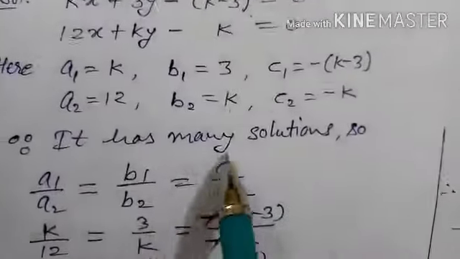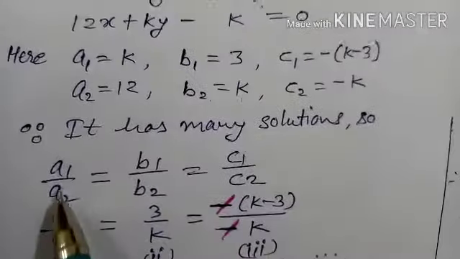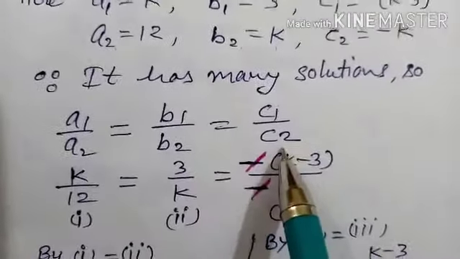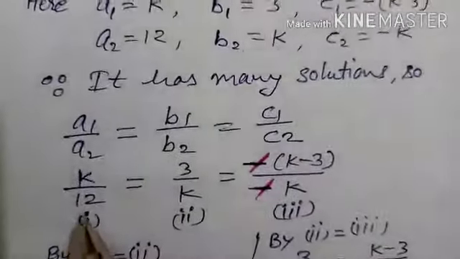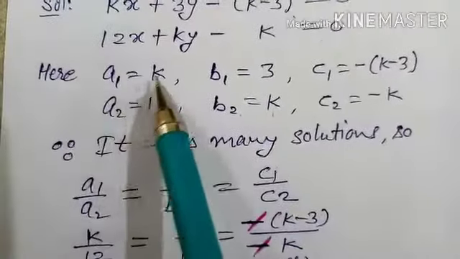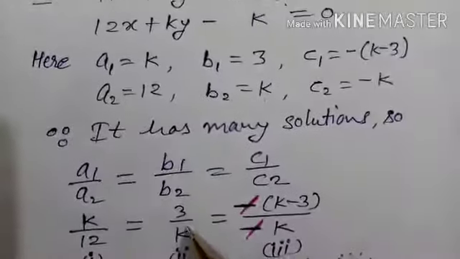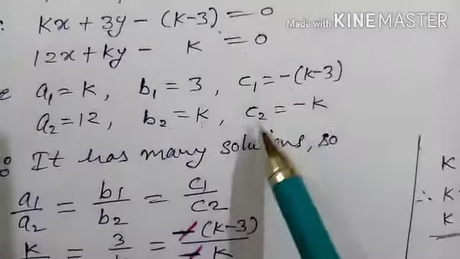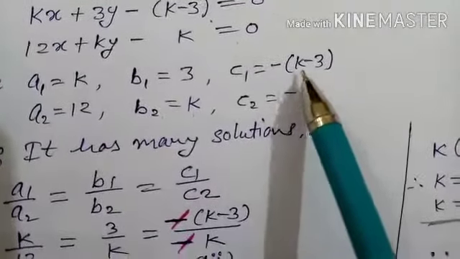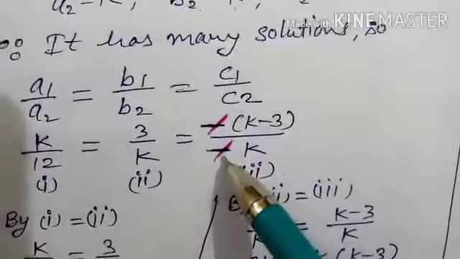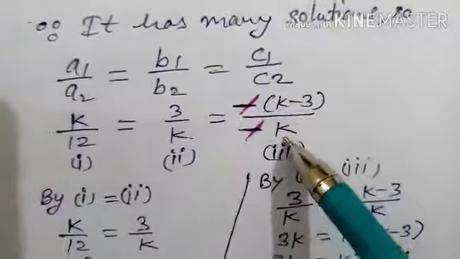Since it has many solutions, a1 upon a2 is equal to b1 upon b2, and which is equal to c1 upon c2. Now place the value. a1 upon a2, that is k by 12, is equal to 3 by k, this is b1 upon b2, and c1 upon c2 means minus, in the bracket, k minus 3 upon minus k. So here the minus sign cancels out, only k minus 3 upon k remaining.